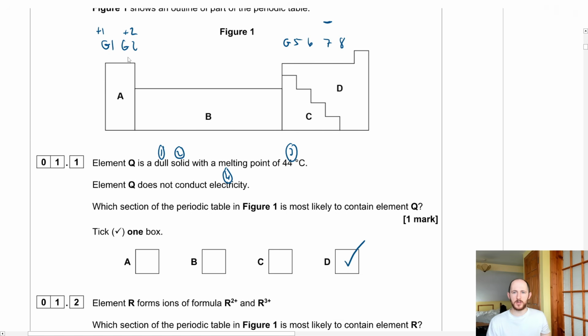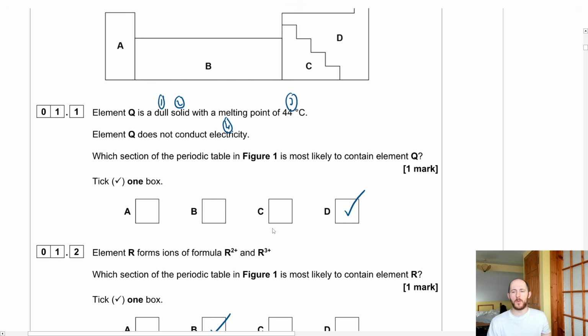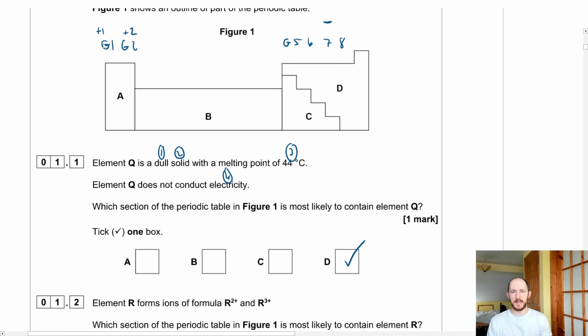So it goes 1, 2, 3, 4, 5, 6, 7, 8, right, in your periodic table if you were to get it out right now. In the middle, the transition metals behave differently. And one of those differences is that they can form ions of differing charges. So what do I mean by that? So it could be 1 plus, 2 plus, or 3 plus. So that's why it's most likely to be in group B. Because group A, they will only form certain ions. So that would be my reasoning for part 2.